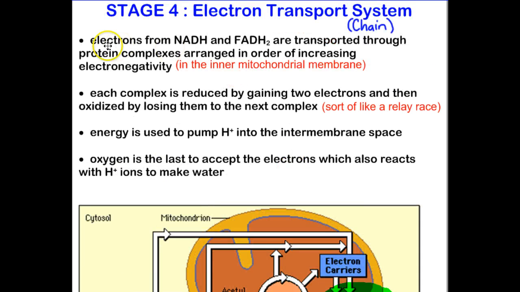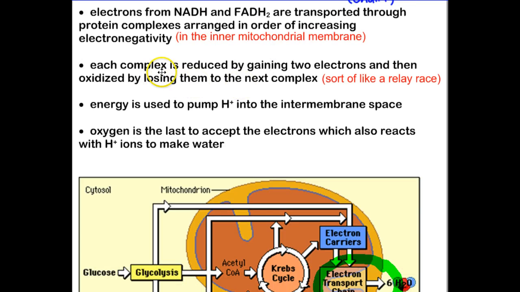Okay, so here are the main things that happen during this system. Electrons from the NADH and FADH2s are transported through protein complexes arranged in order of increasing electronegativity along the inner mitochondrial membrane. Each complex is reduced by gaining 2 electrons and then oxidized by losing them to the next complex.